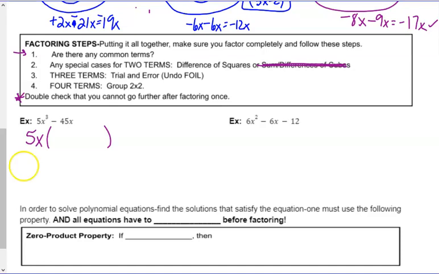Well, here, 5x times what gives me an x cubed? Well, I need 2 of those x's, so let's go x squared minus 5 times what is 45? Well, that is a 9, and I brought the x completely out front, so this is what we have remaining.